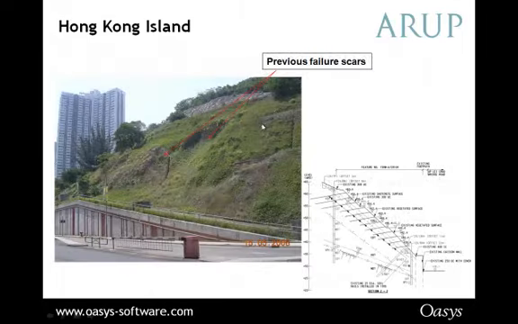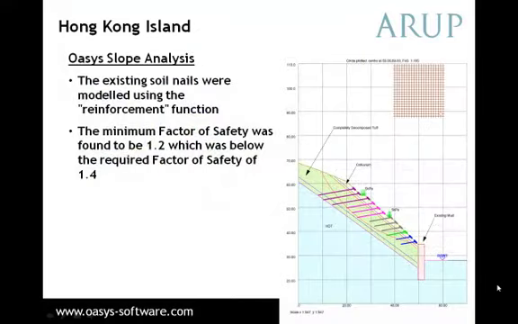So on the basis of that, I'll show you the existing slopes. As you can see the historical landslides, which are shown in the slide here. You can also see Arup's representation after collecting historical data of the soil nails along the slope. Now, Arup modelled the existing wall using Oasys Slope. The existing soil nails were modelled using the reinforcement function, and the minimum factor of safety was found to be 1.2, which was below the required factor of safety of 1.4.